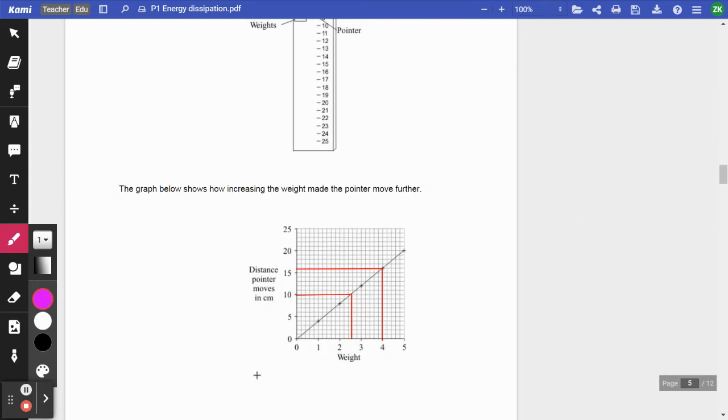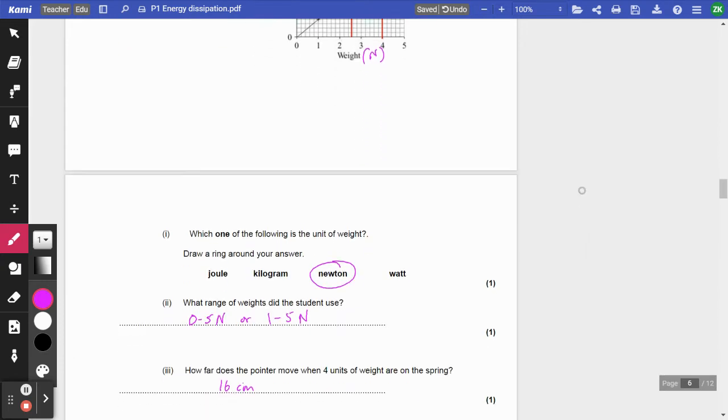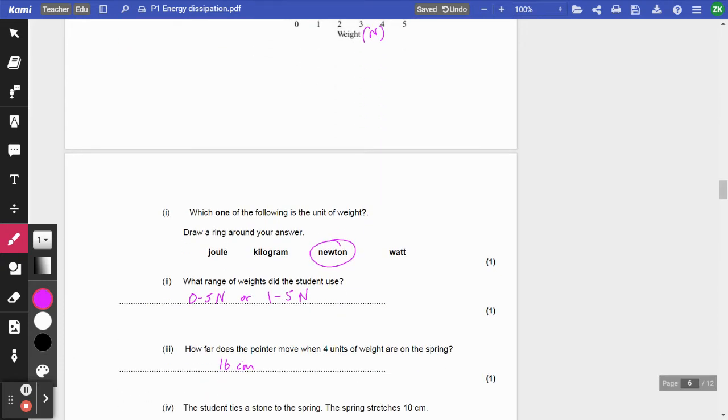Rather than it being in a table, it's on a graph. So we've got weight here, and we know weight is measured in newtons, so we can put that there, which is going to help. These red lines reflect some of the answers which are coming up. Weight is a force, and it is measured in newtons. Weight is not mass, and it's not measured in kilograms. Mass is measured in kilograms, weight is measured in newtons.